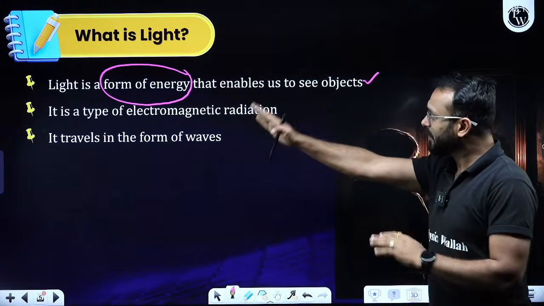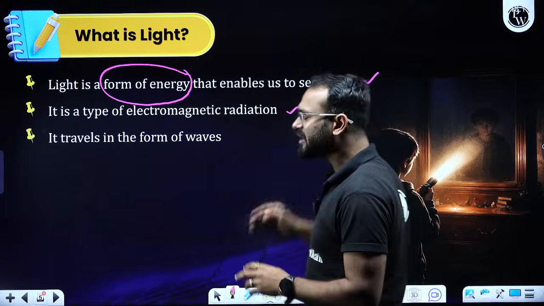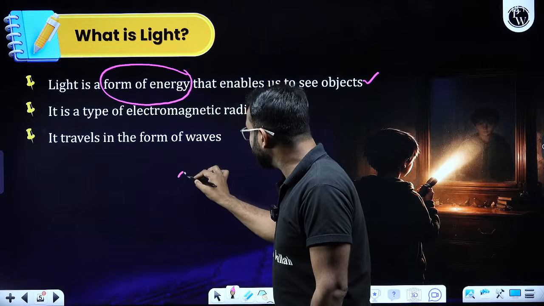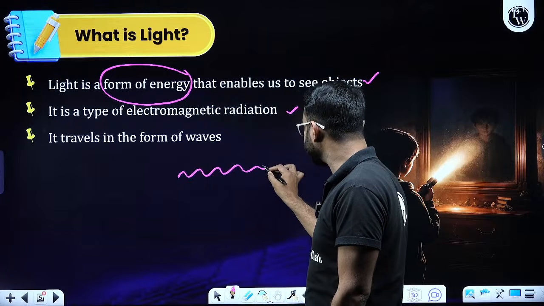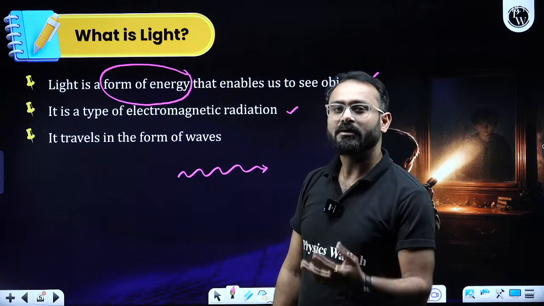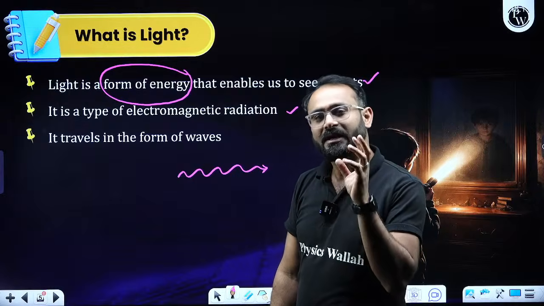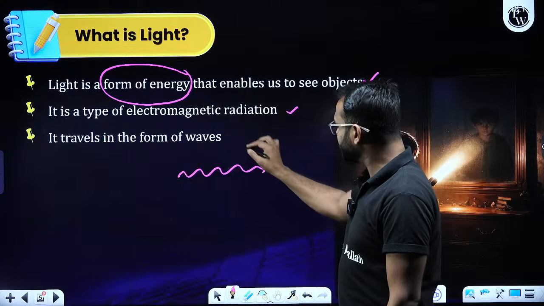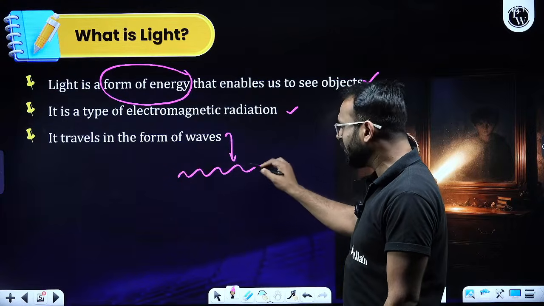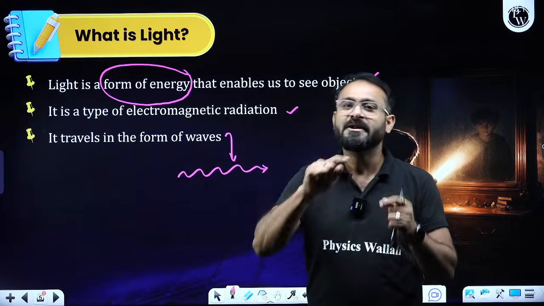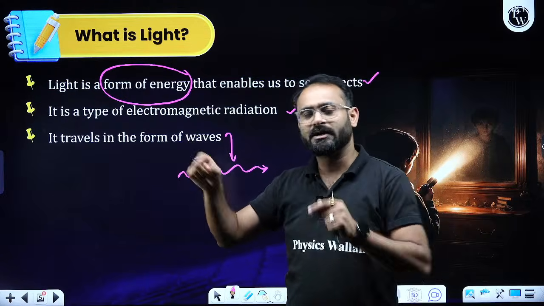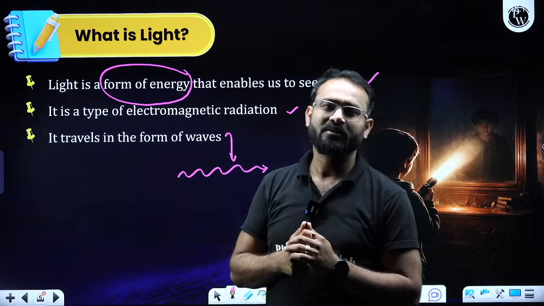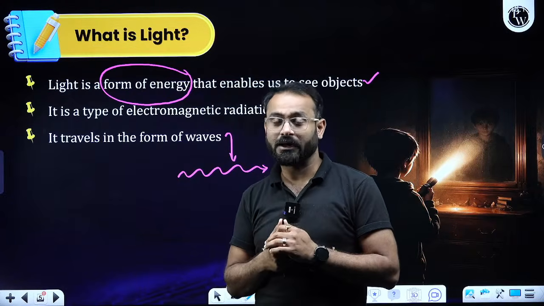Again, light is a type of electromagnetic radiation. When light travels, it travels in the form of waves. We say that it is electromagnetic radiation. It travels in the form of waves, of course. These are the kind of waves. Generally when we discuss a wave, it will be traveling like that. But what will be the nature of the light?